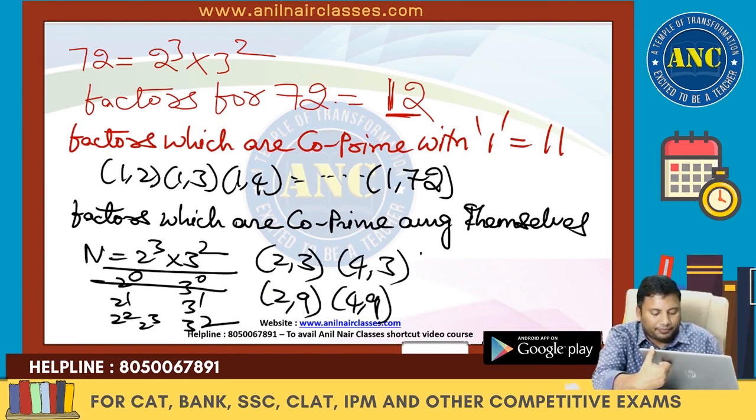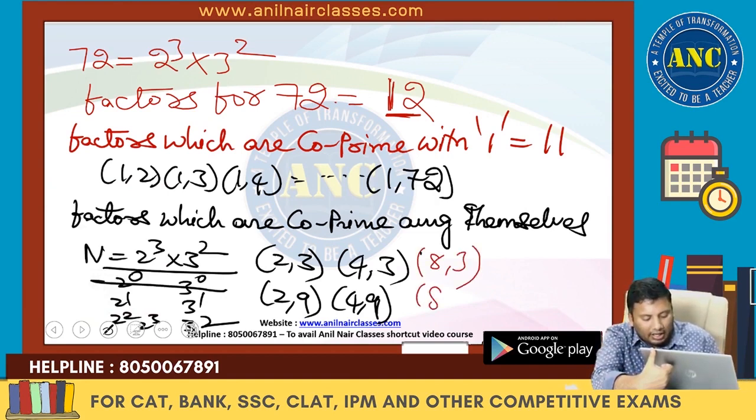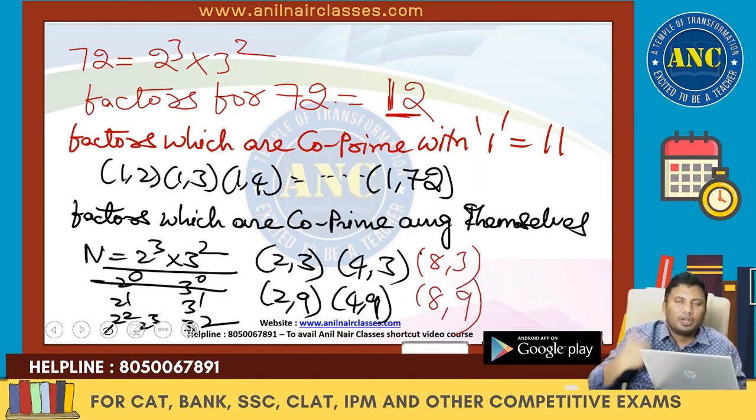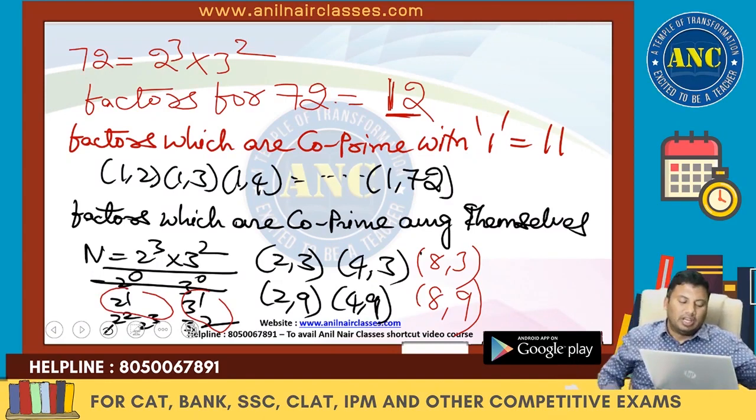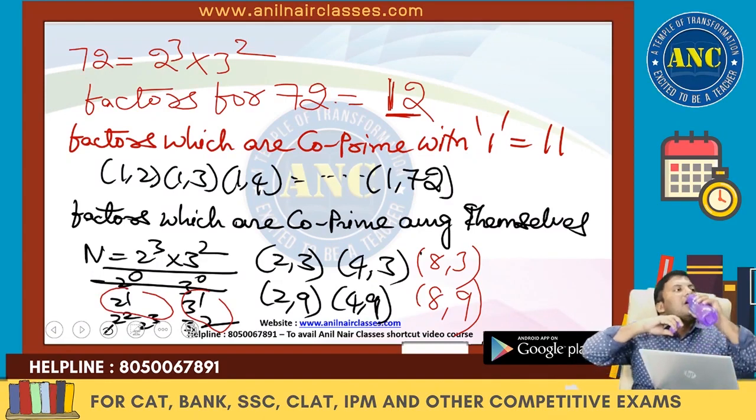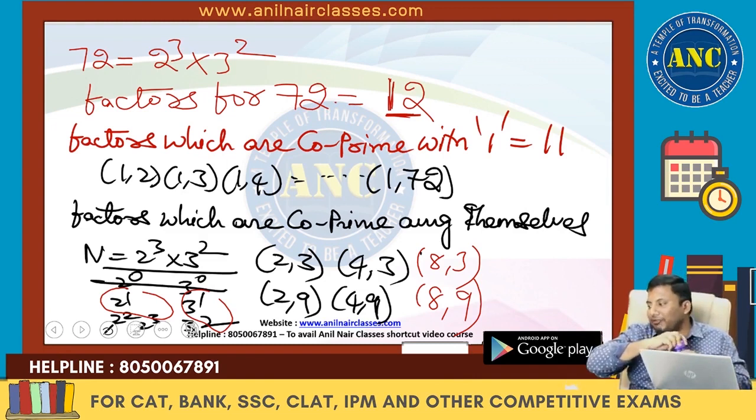8 and 3 are co-prime to each other. 8 and 9 are co-prime to each other. Am I right? So other than 1, all the powers of 2 are co-prime with all the powers of 3. Everything is co-prime with the other: 2 with 3, 2 with 9, 4 with 3, 4 with 9, 8 with 3, 8 with 9.